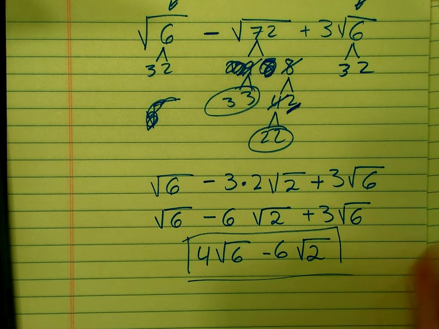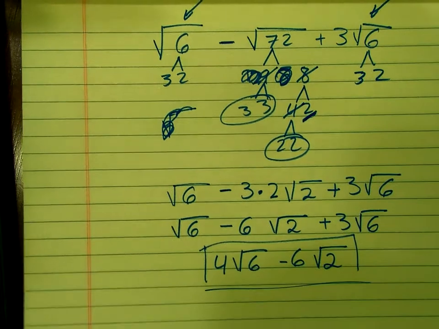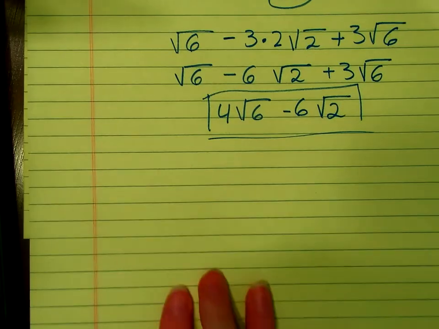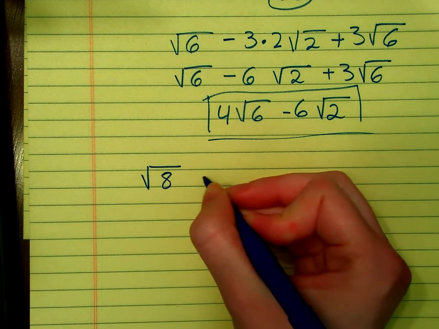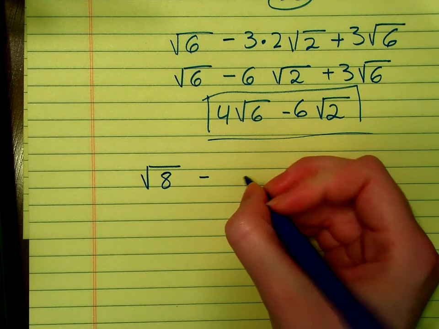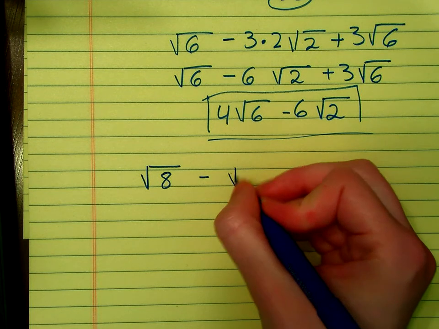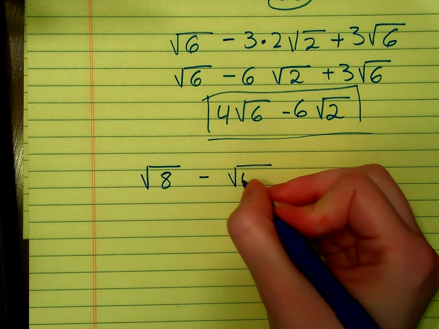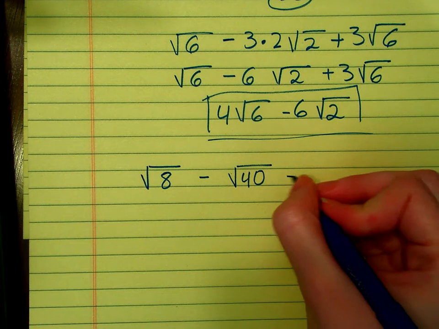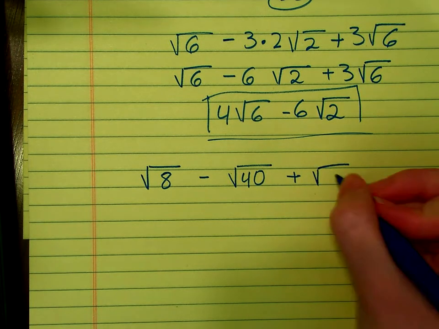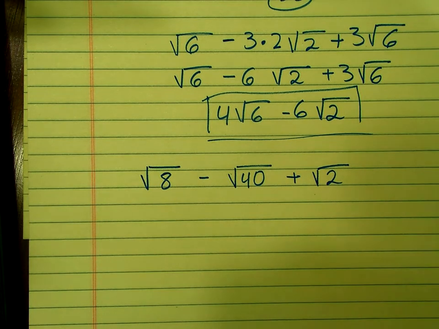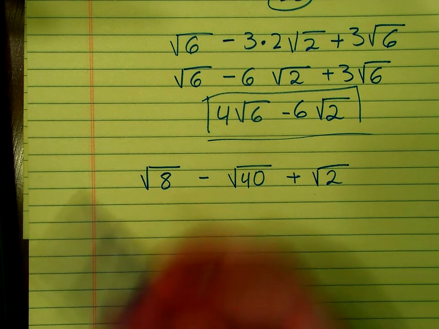So let's try another one. Let's say I've got root 8 minus the root of 40 plus root 2. So now we've got to check, are any of these actually alike?